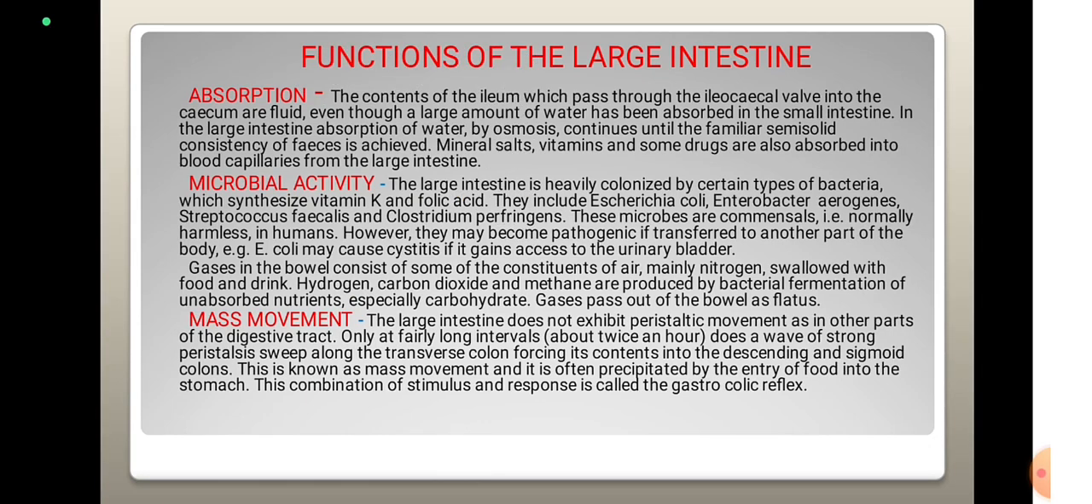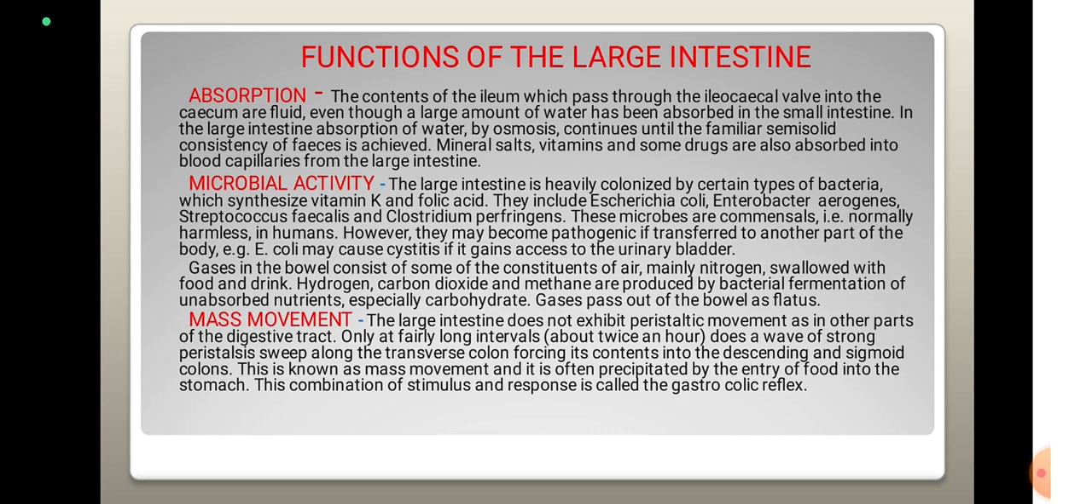Functions of the large intestine. It has different functions. Number one, absorption. The contents of the ileum which pass through the ileocecal valve into the cecum are fluid, even though a large amount of water has been absorbed in the small intestine. In the large intestine, absorption of water by osmosis continues until the familiar semi-solid consistency of feces is achieved.